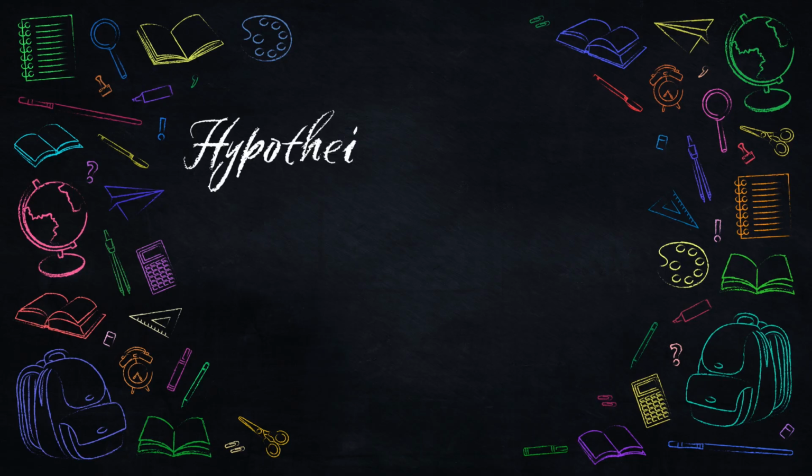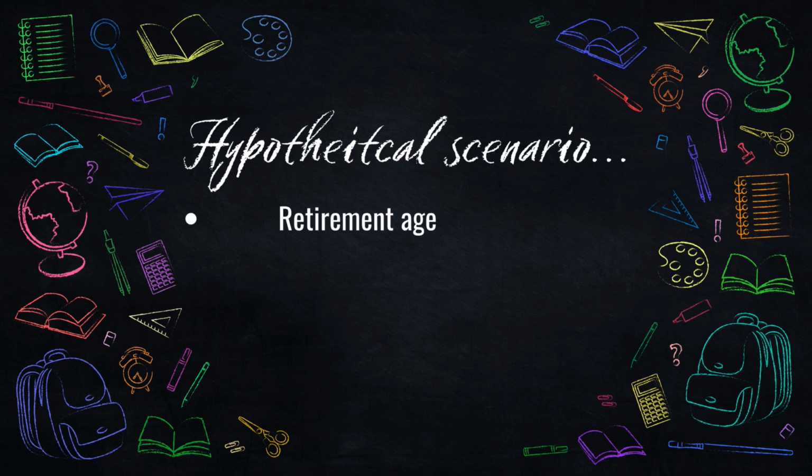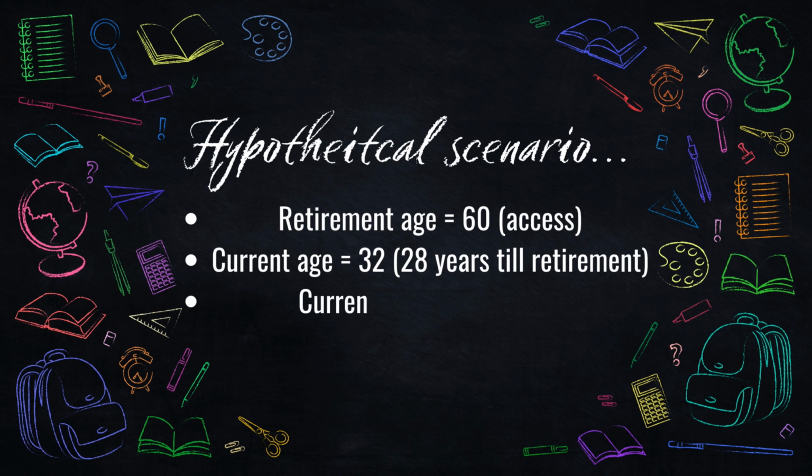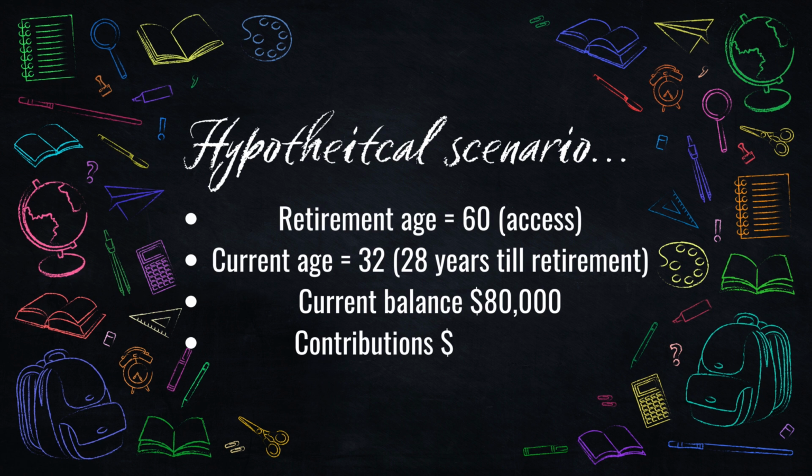Now let's create a hypothetical scenario. We'll call this person Jane. Retirement age where you can access super is 60. The current age is 32, 28 years till retirement, with a current superannuation balance of $80,000 and contributions of $250 per week. We are going to go on to a compound return calculator or interest calculator.